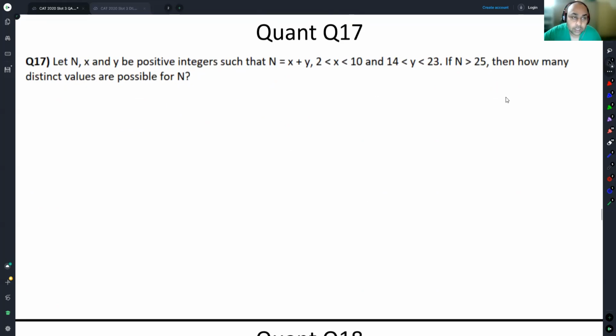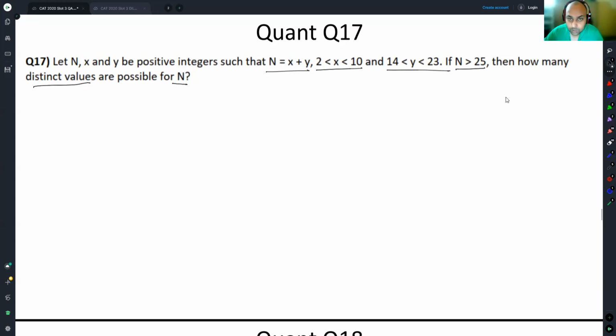Okay. Let x and y be positive integers such that n is equal to x plus y. x lies in the range 2 to 10, and y lies in the range 14 to 23. If n is greater than 25, then how many distinct values are possible for n?